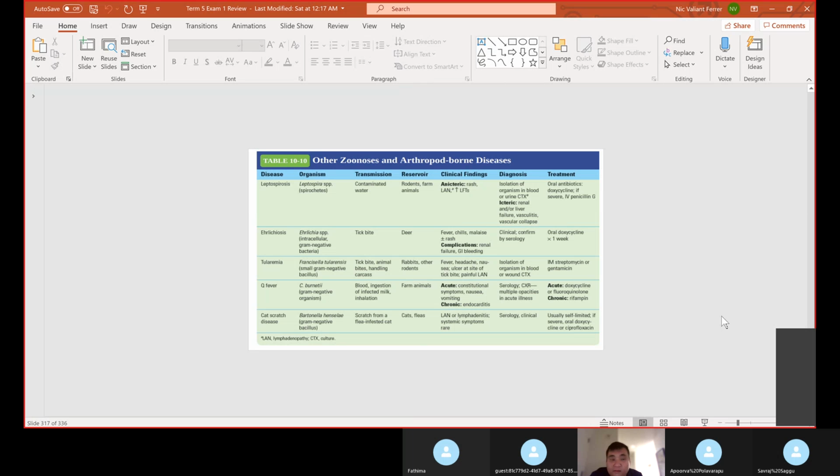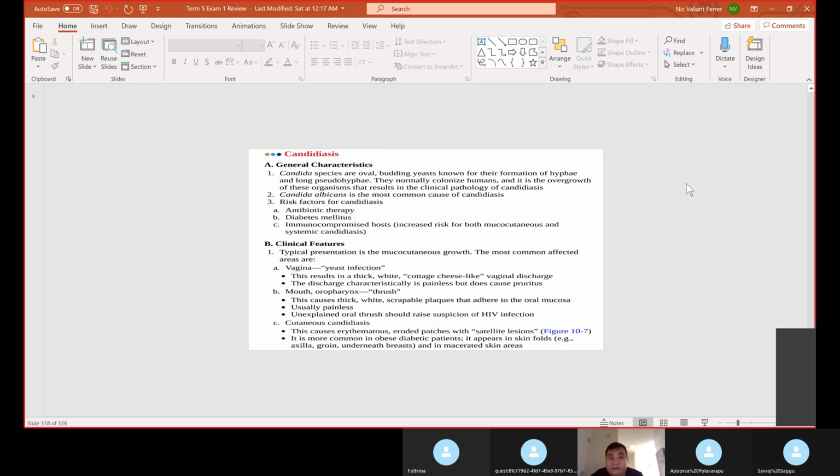For Q fever, organism, Coxiella burnetii, transmission blood, infected milk, farm animals. What can you give? Again, doxycycline or fluoroquinolones. If it's chronic, you can give rifampin. And cat scratch, Bartonella, scratch from a cat. What can you give? Doxycycline or ciprofloxacin. Know the disease, know the organism, transmission reservoir, findings, diagnosis, and treatment. This table is very high yield.